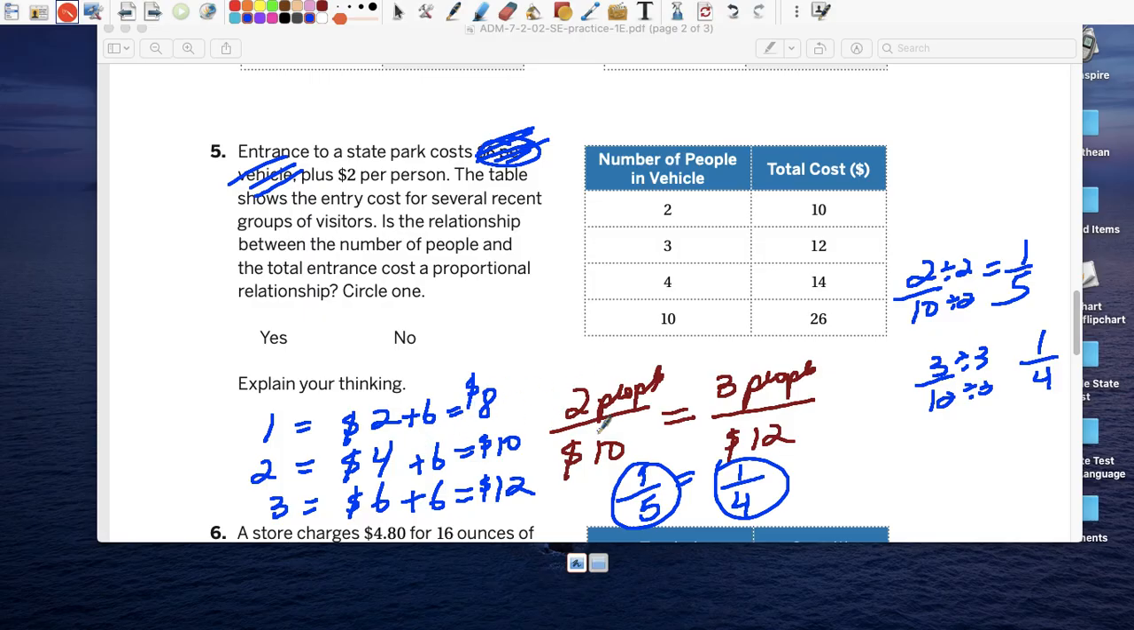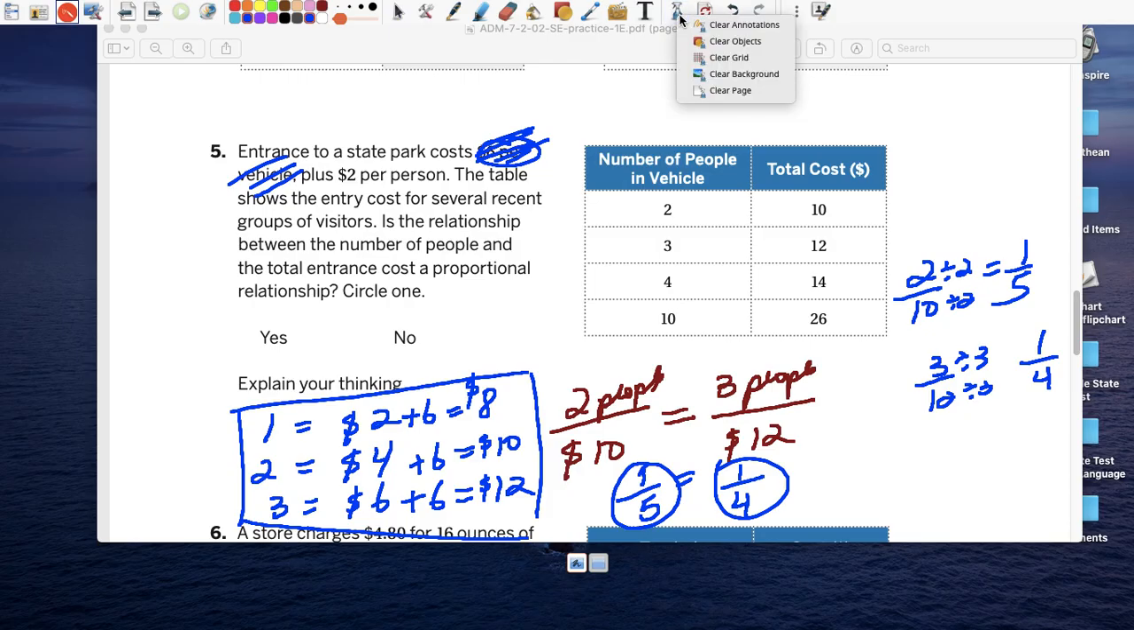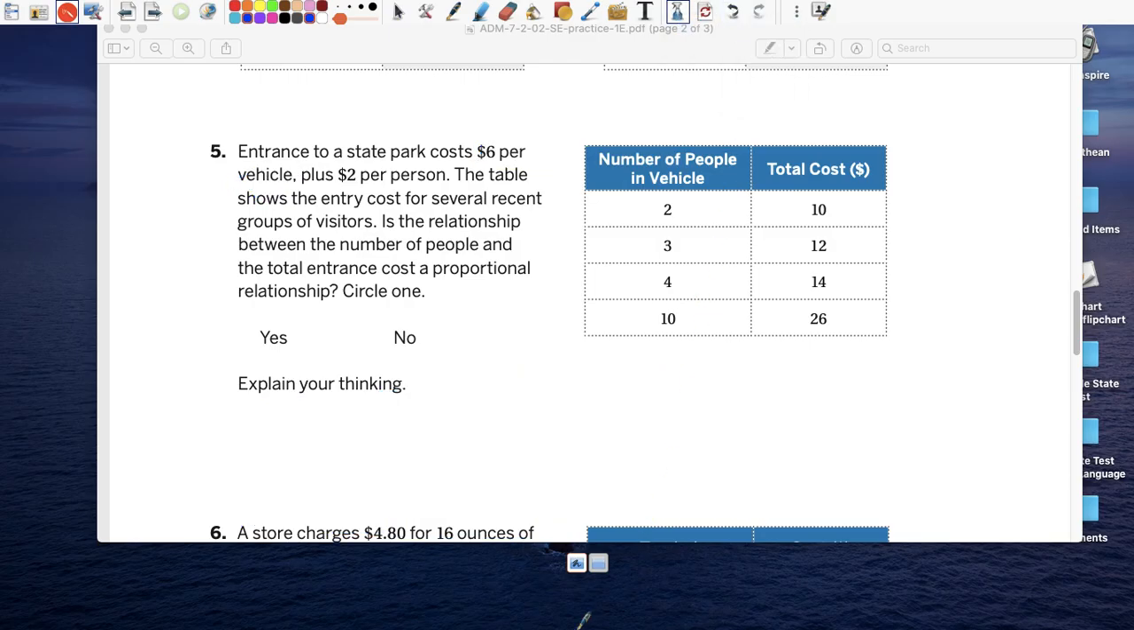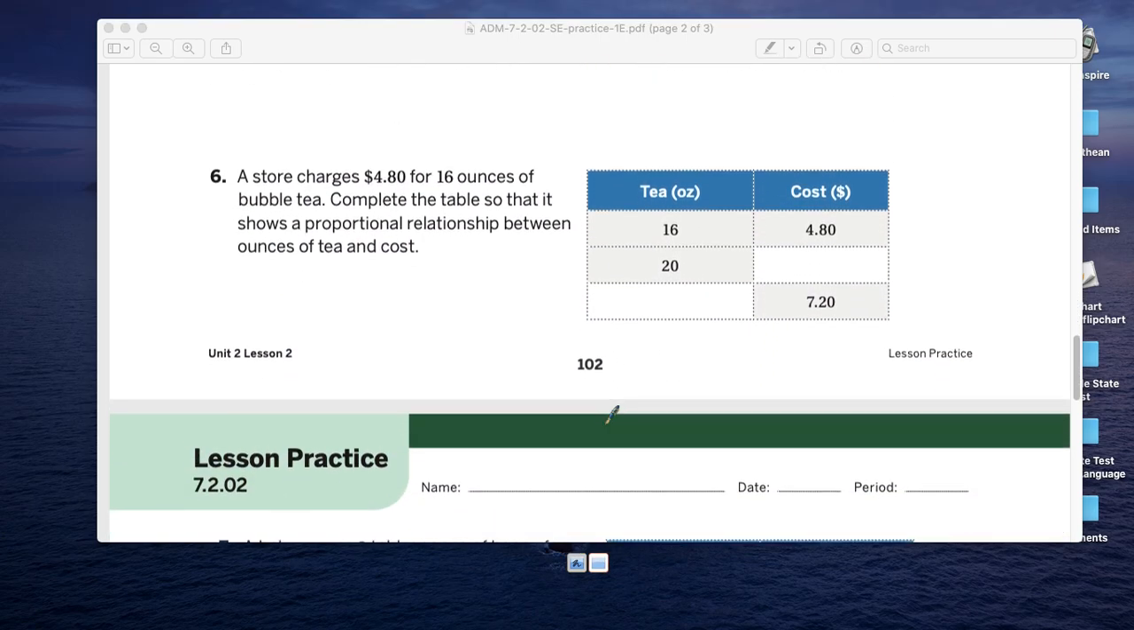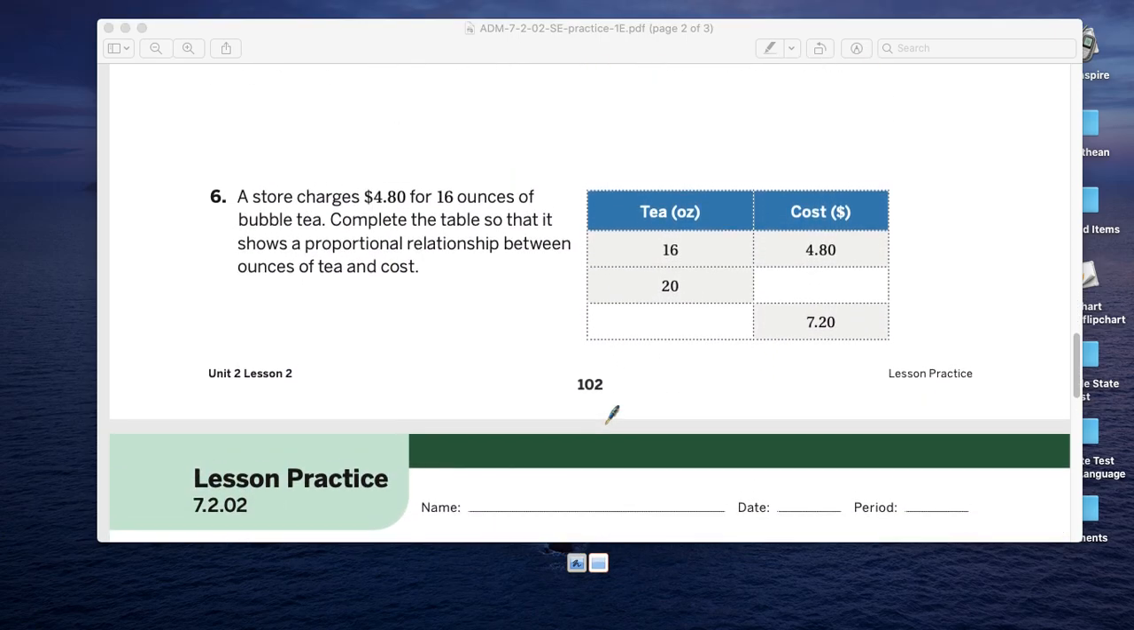So is this a proportional relationship? We can tell it's not. And what makes it not proportional? Because we have to account for the vehicle. There's a little extra there. And eventually we're going to show this on the table and on the graph, and you're going to see what a proportional relationship and a non-proportional relationship look like in the graph. They differ a little bit.